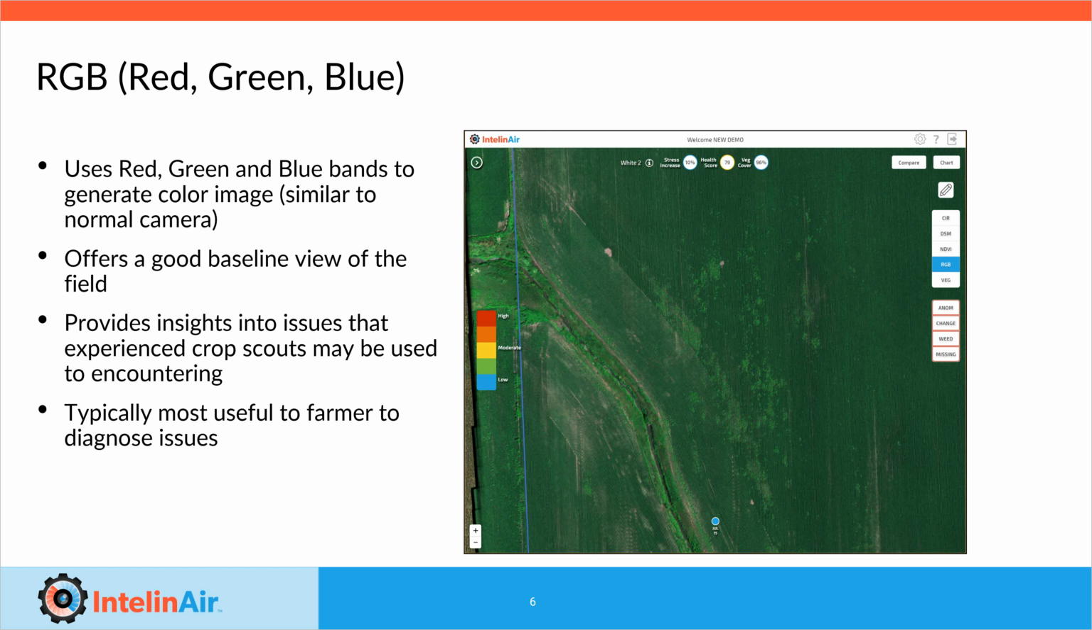And so, it tends to be a very common image that farmers use to diagnose problems that agronomists look at. It's also useful for crop scouts because, again, it's something that people are used to seeing with their normal day-to-day life.